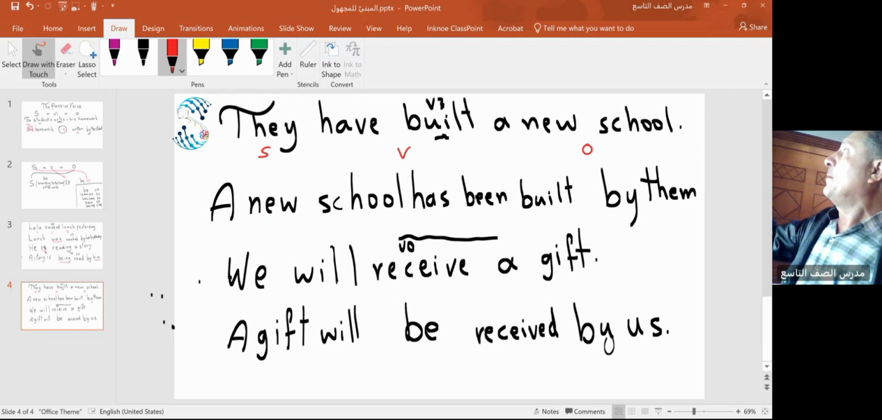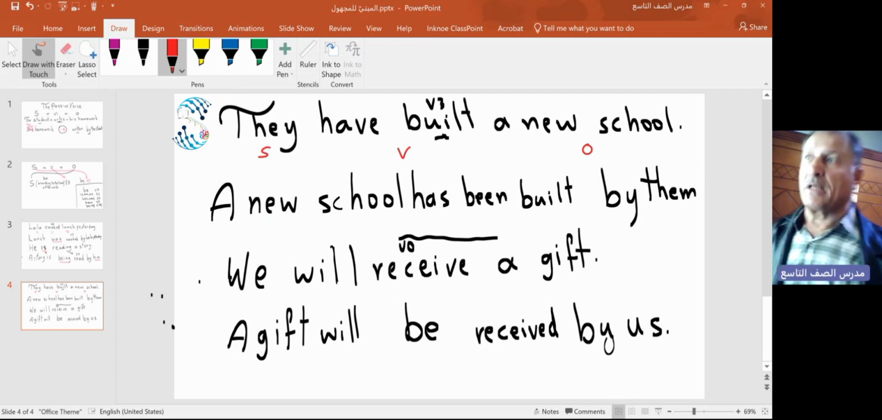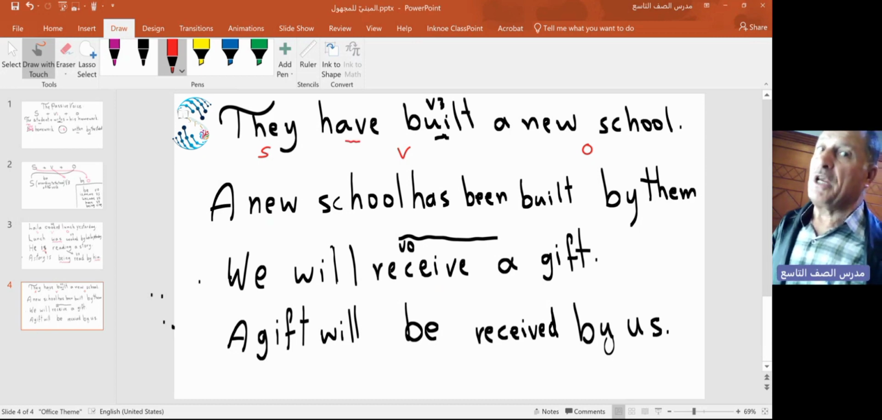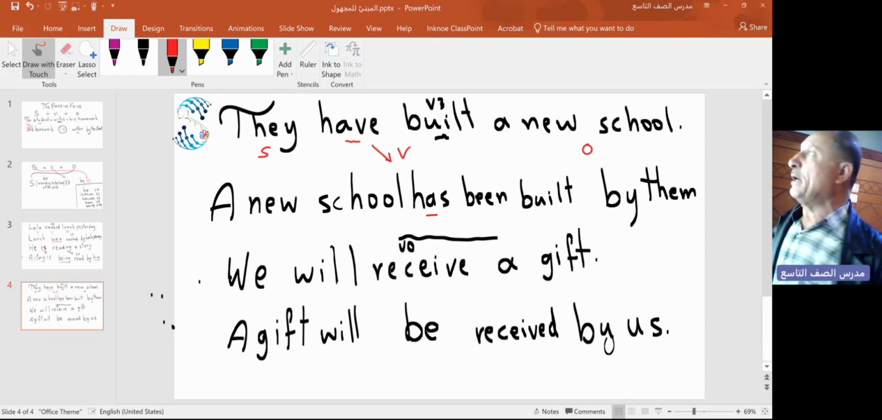So we bring the object and change it to be the subject of the sentence. We start the sentence with a new school, and the auxiliary verb have changes into has because we have a singular subject. If we have a plural subject, it remains the same, because the auxiliary verb for the plural is have. So, a new school has.